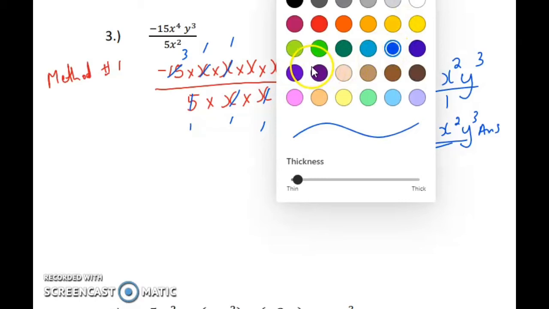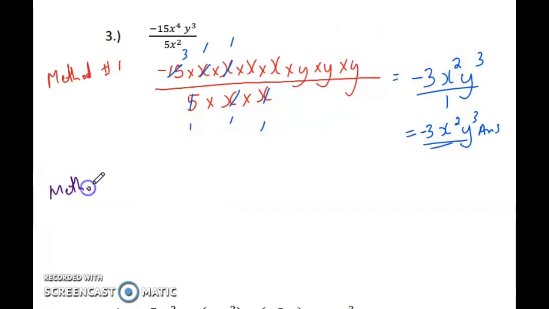So now we're going to look at method 2. For method 2, you could just subtract, right? So here where you have your -15, you know that you're going to divide that by 5, and you're going to get -3. Now you have your x to the 4th minus 2, because we have x to the 4th as the numerator and x to the 2nd as the denominator, so we subtract, and now we have y to the 3rd.